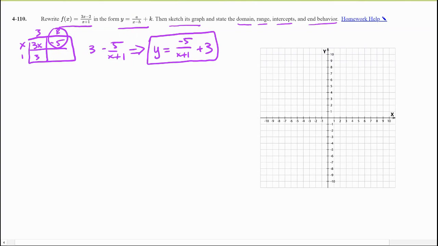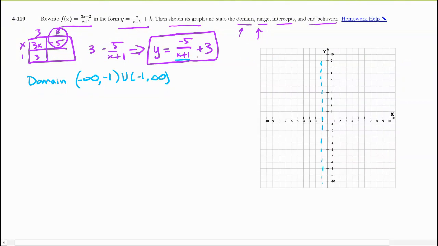So I'm going to use my asymptotes to find my domain and range. I'm going to do this piece by piece. So my vertical asymptote I know is at x equals negative 1 because that's what makes the denominator 0. So that tells me that my domain is going to be from negative infinity to negative 1 and from negative 1 to infinity.